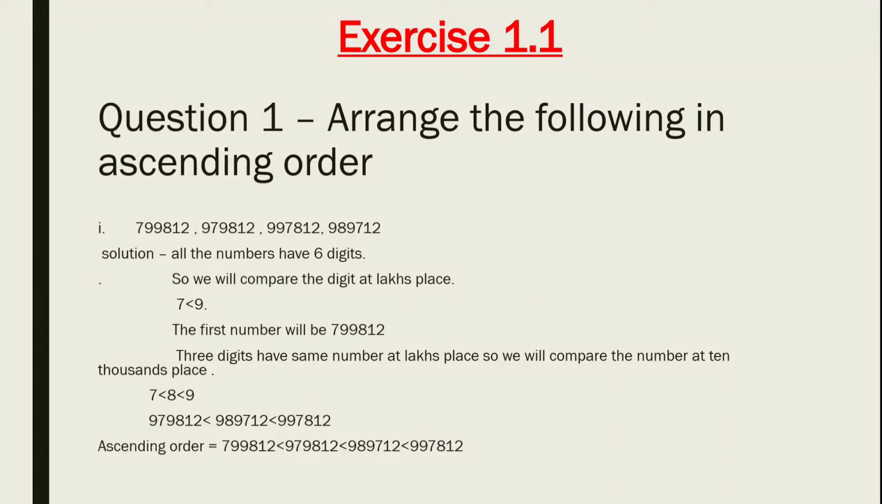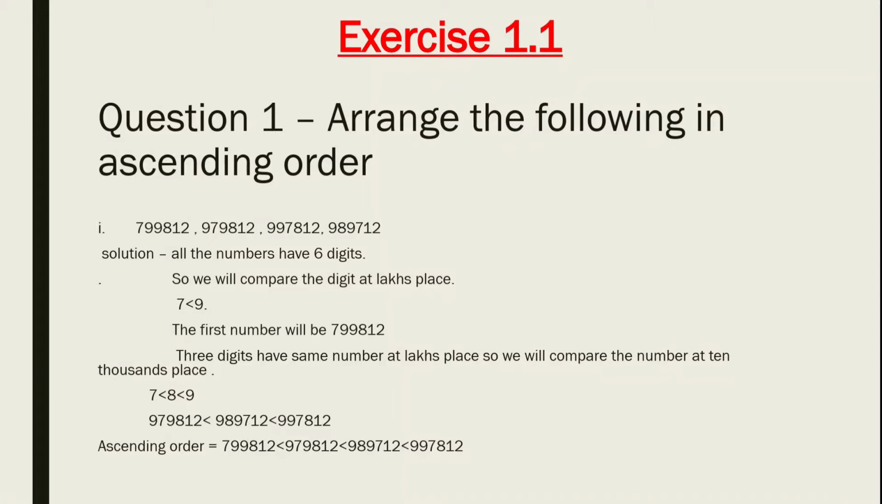First: 799,812, 979,812, 997,812, 989,712. Okay, so these are the numbers, 4 numbers are there. We have to arrange these in ascending order. What is ascending order? It means we have to arrange from the smallest number to the largest number.